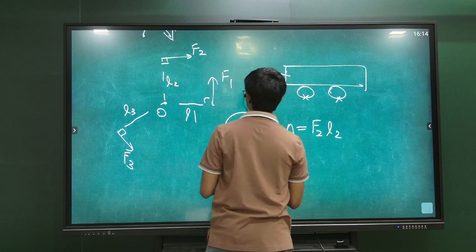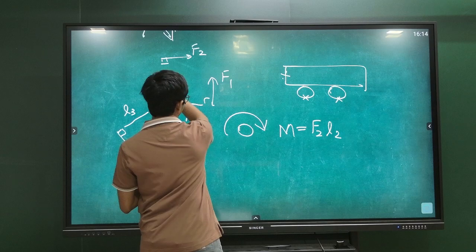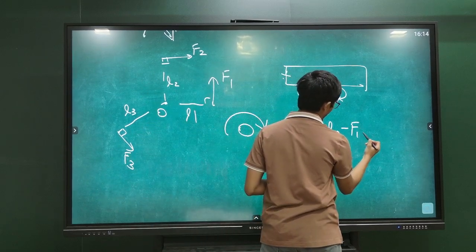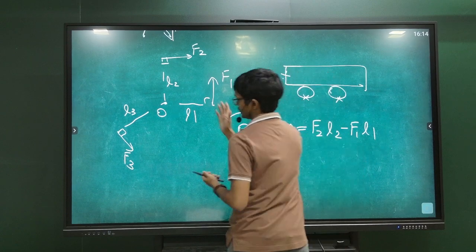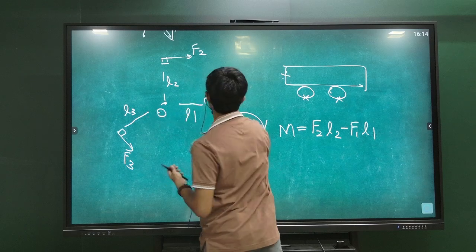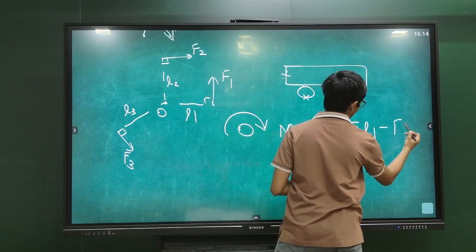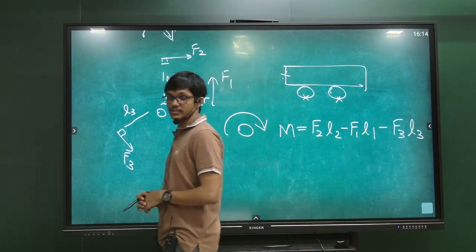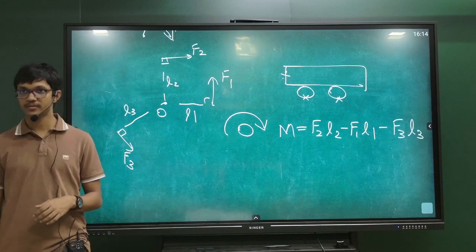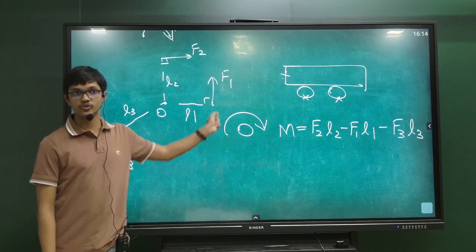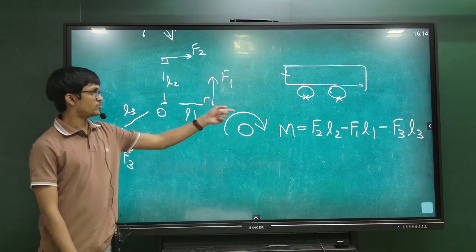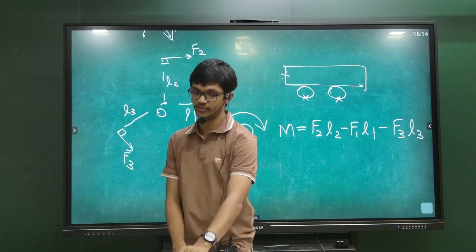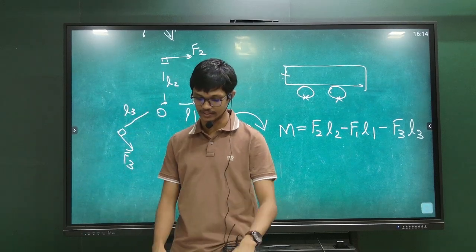But F1 is in the opposite direction. See? F1 is in the opposite direction. So minus F1, L1. Then again F3, L3, opposite direction. So minus F3, L3. So this is the resultant moment. Clear? You mark the point, you provide the direction, then you do the calculation. Clear? That's how we can get the final answer when we are considering a moment.